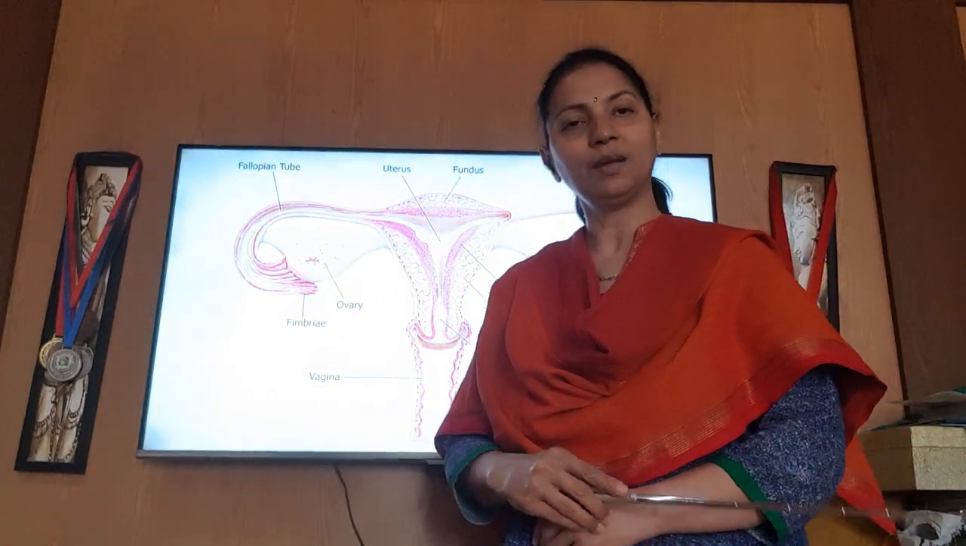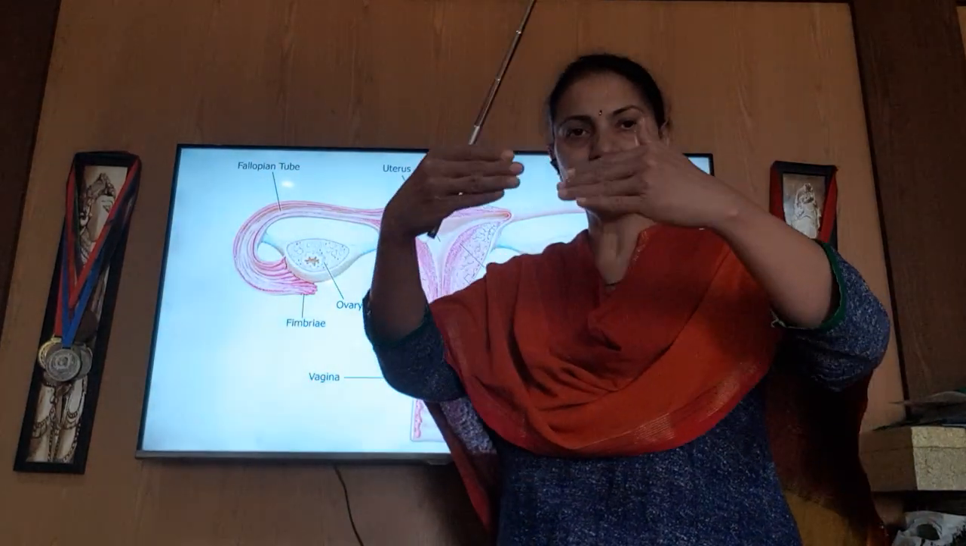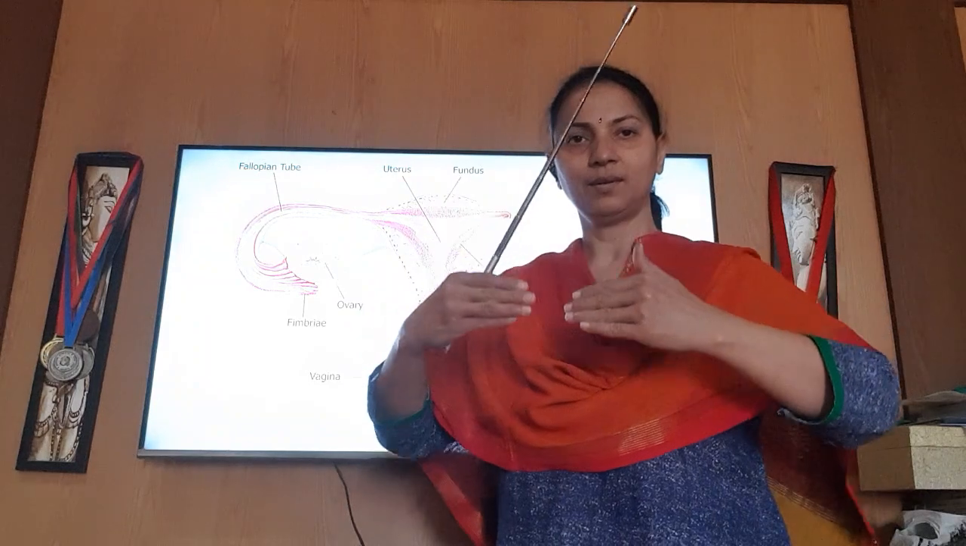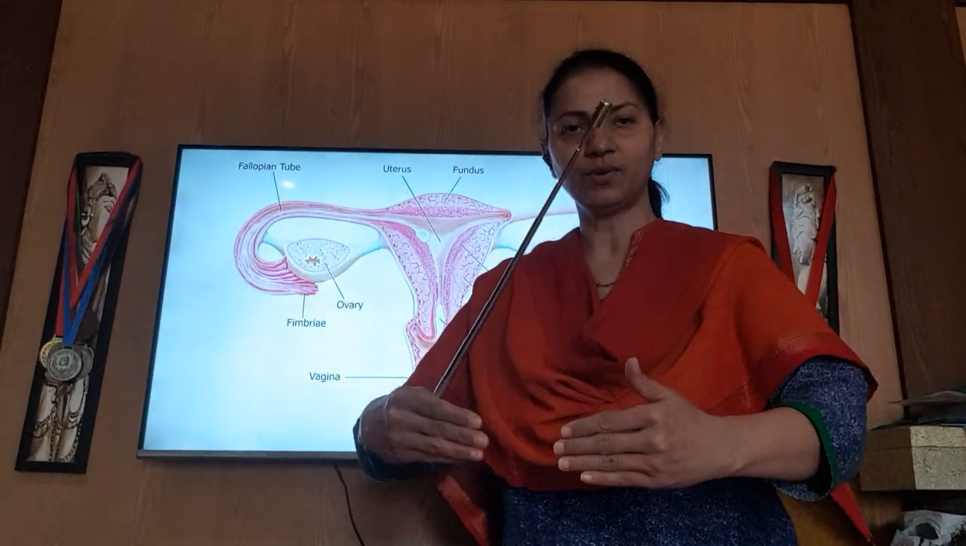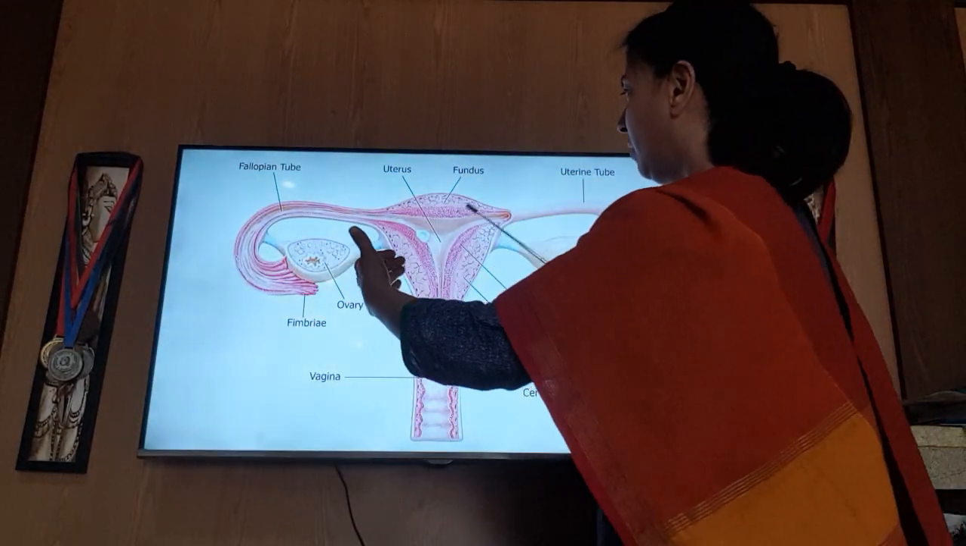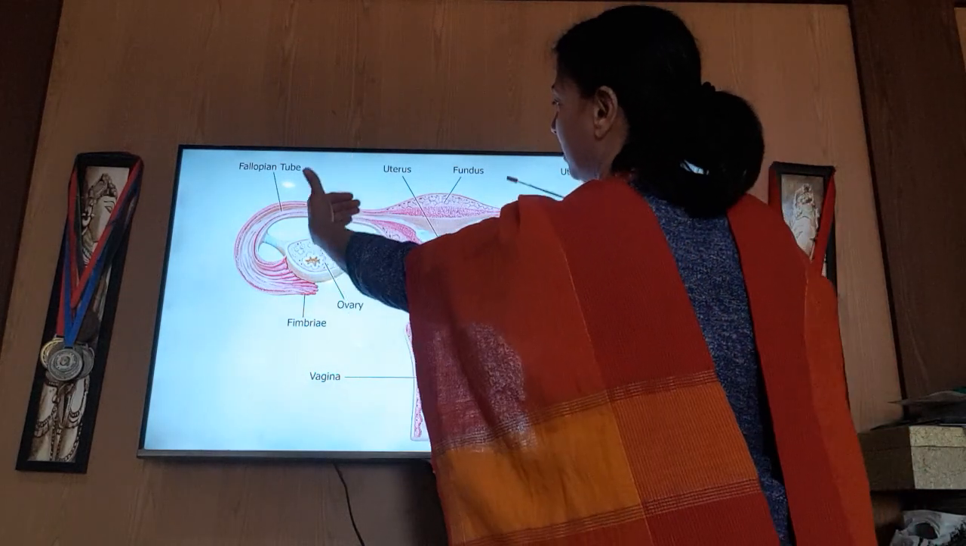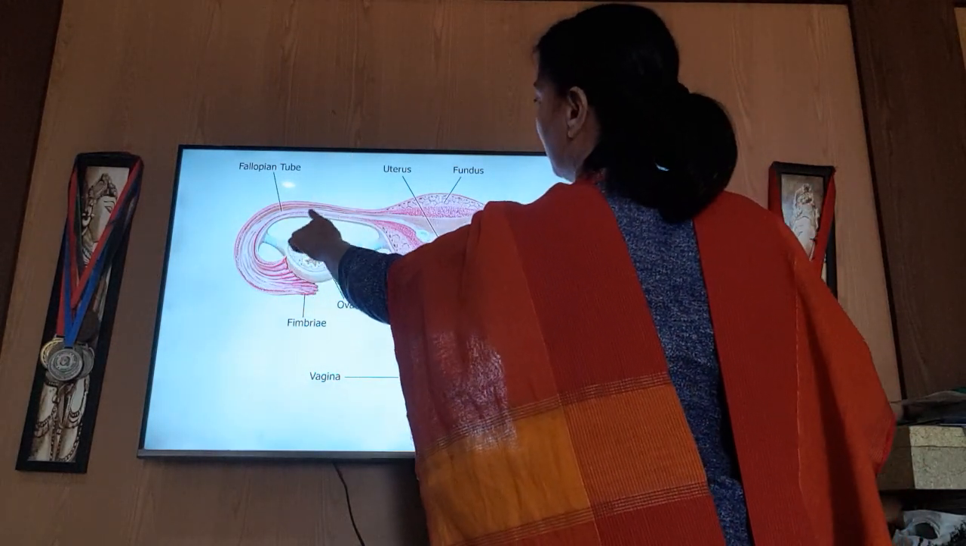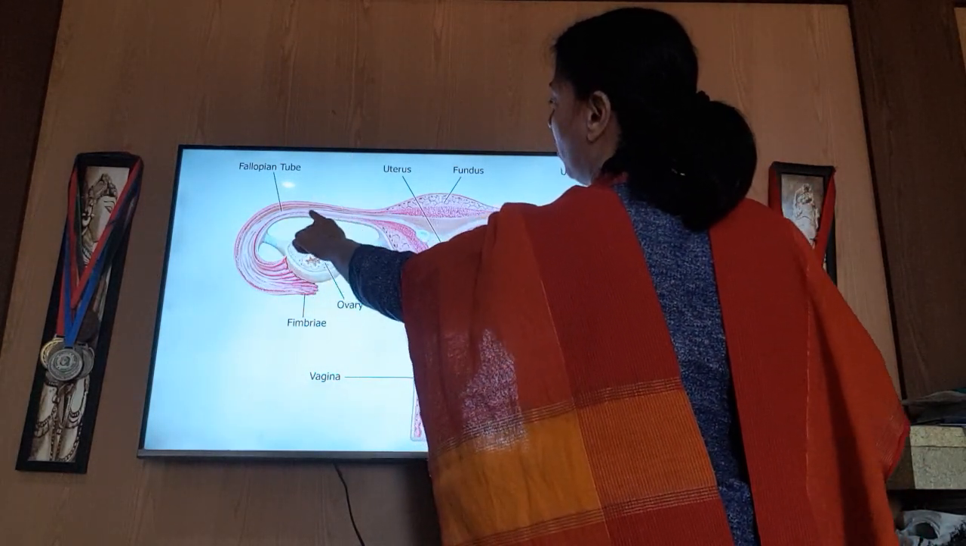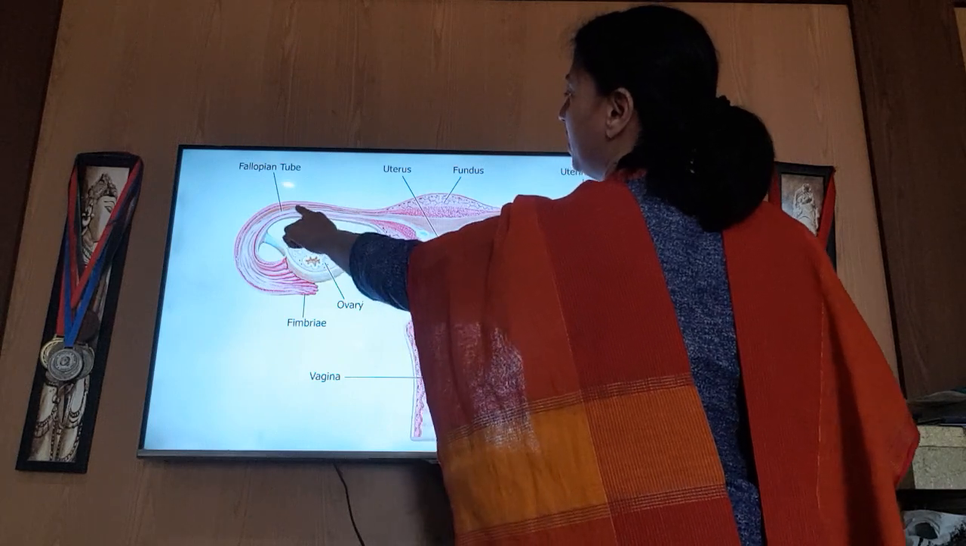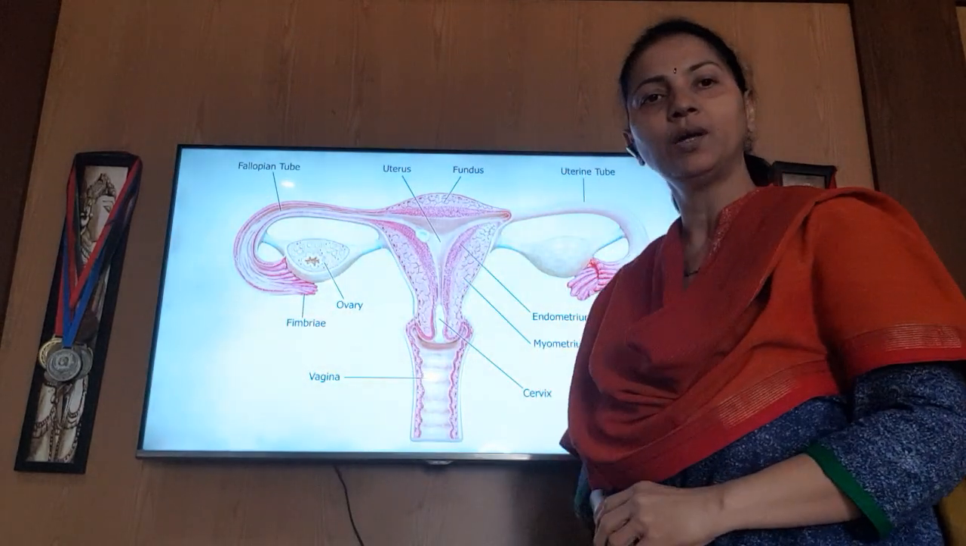Broad ligament is the peritoneal fold which covers like a curtain, just like a cloth covers the uterus. When it is covering it like this, the fallopian tubes are lying on the upper free border of broad ligament.